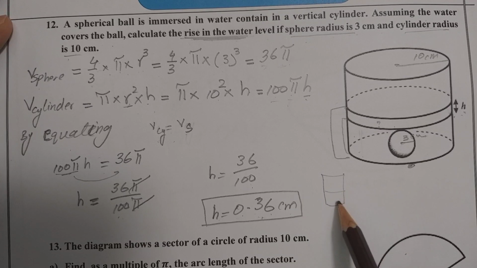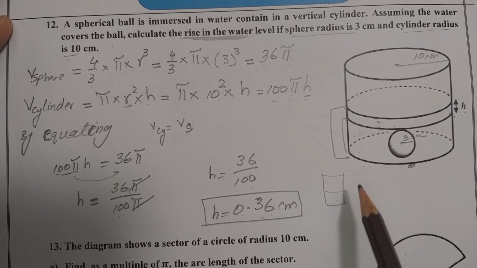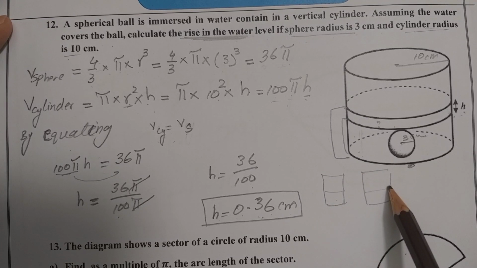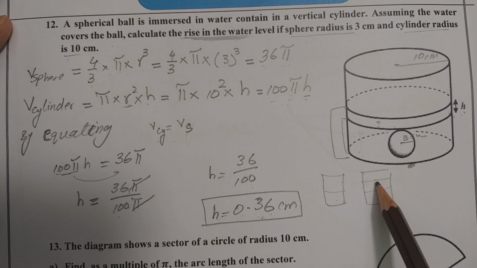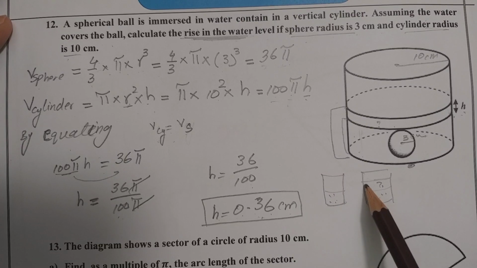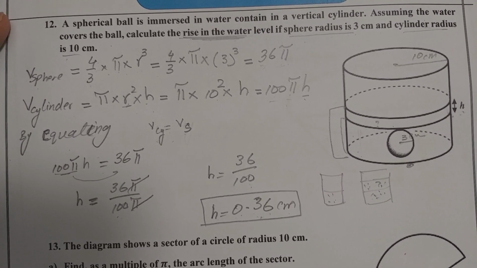This is the first level of water, and after rising, so if this is first, this is the second, so we need to find this actually. This is the water, this is the water after rising. Now this also becomes the water.